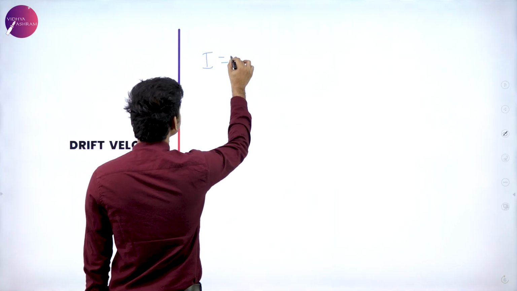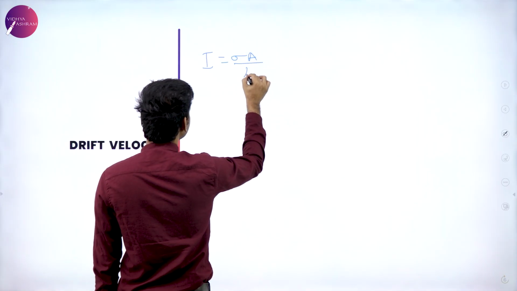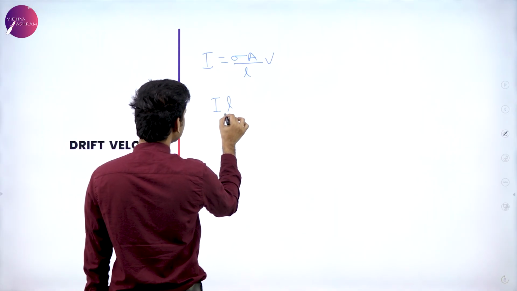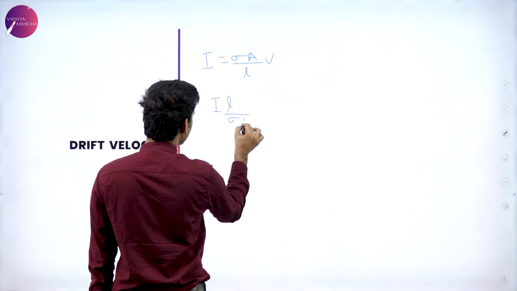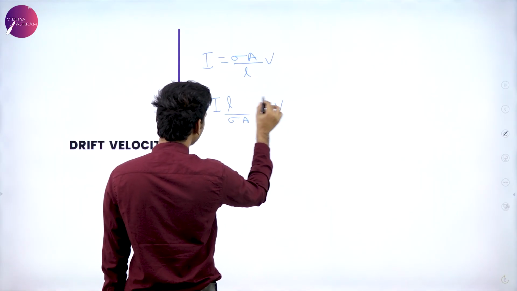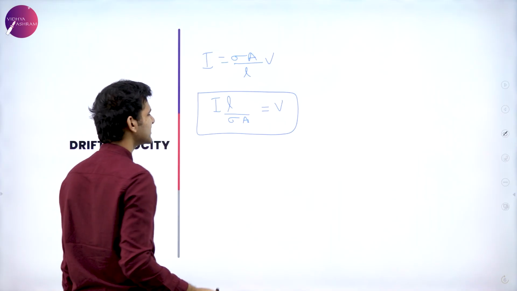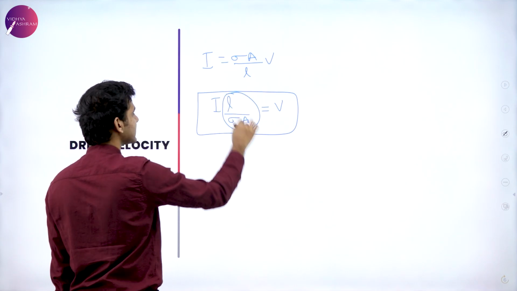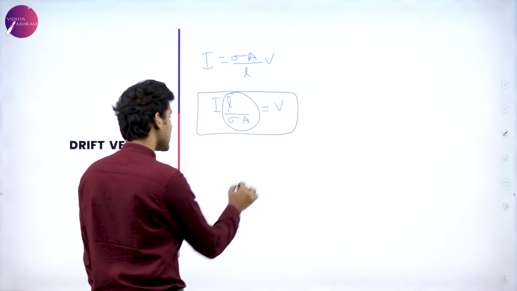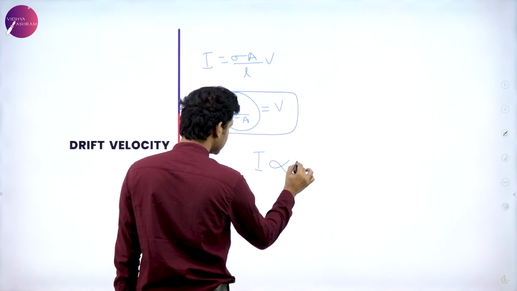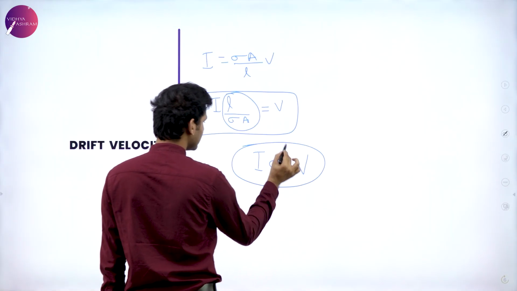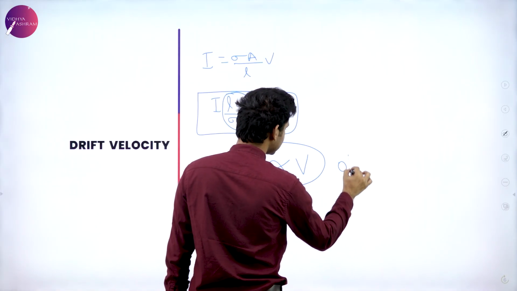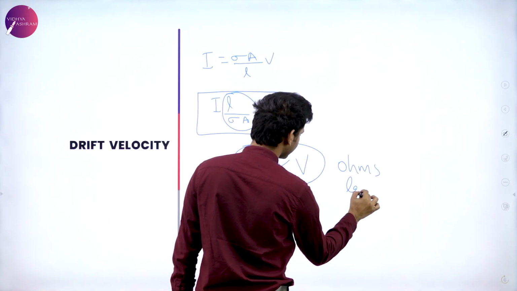I is equal to sigma A by L into V, or I into L divided by sigma A equal to V. In this equation, if I keep this quantity as a constant, then I can say that I is directly proportional to V. So this relation is nothing but the Ohm's law concept. That is, this is nothing but Ohm's law.